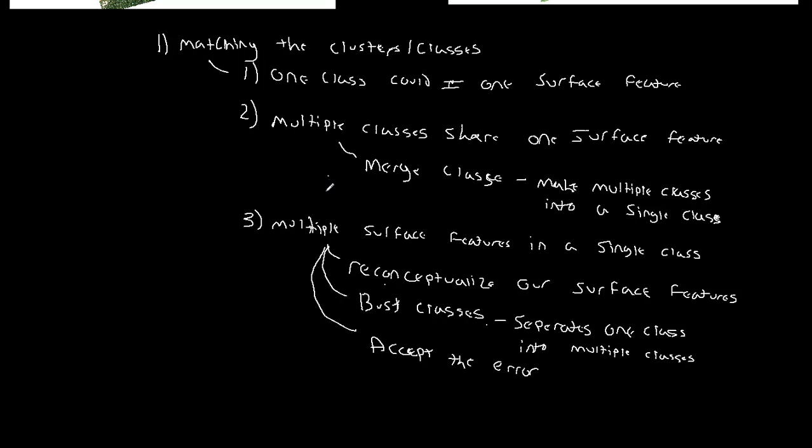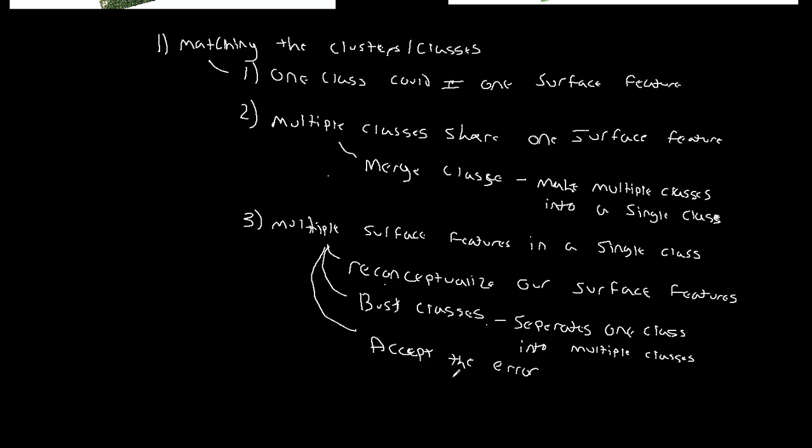So these are the three choices if multiple surface features are in a single class. We can either reconceptualize what our surface features actually are, and maybe we were asking too much. We can say, oh no, we're going to get this, and we can bust that class up by using the next step of the algorithm. Or we can just say, hey, we've made a mistake here, but we're going to note the mistake and we're going to move on.